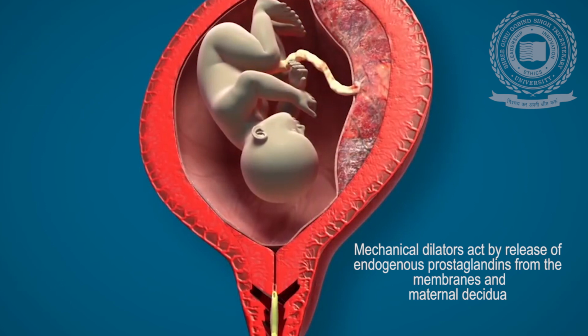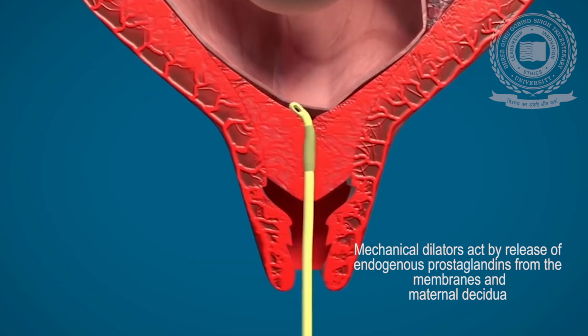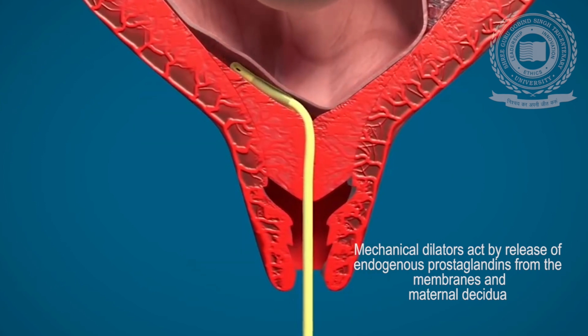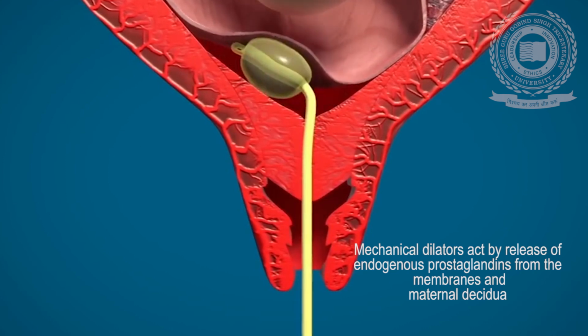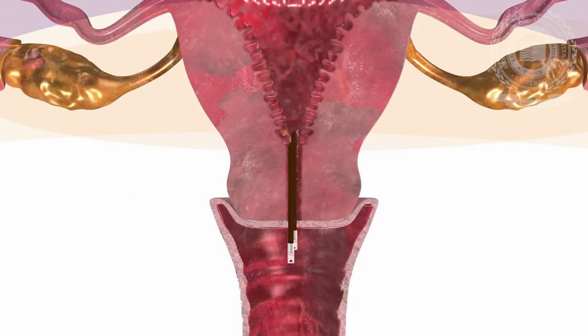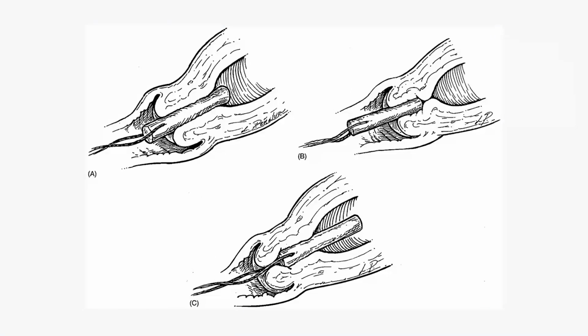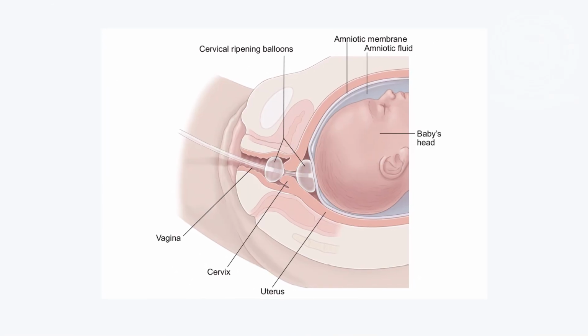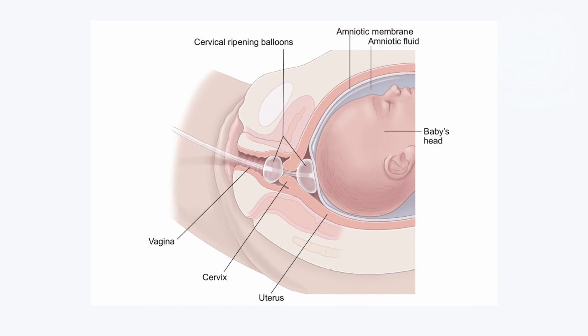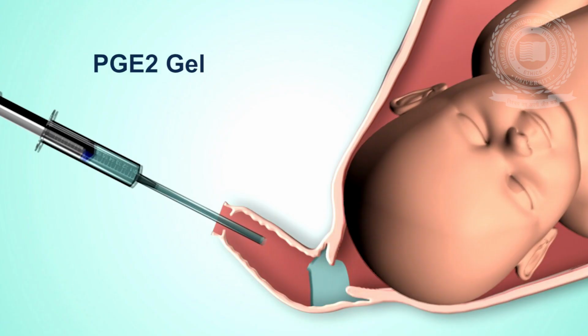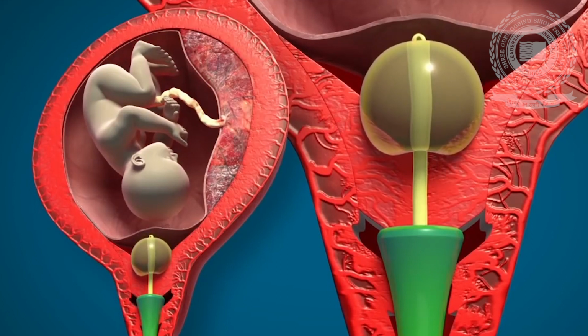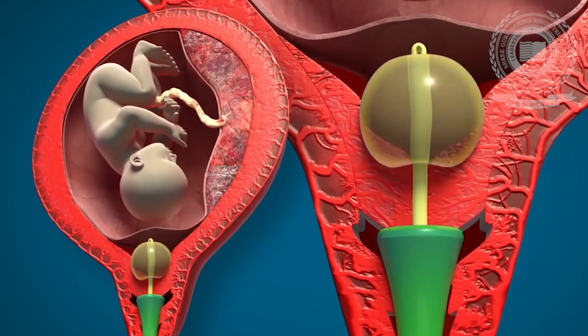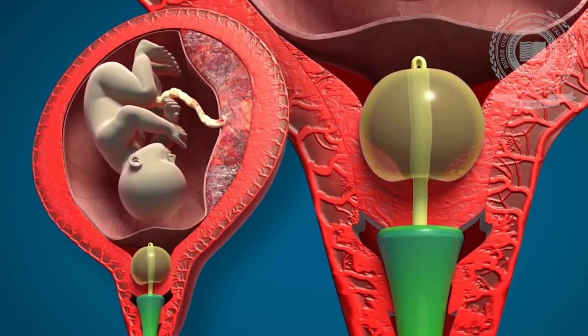They act by release of endogenous prostaglandin from the membranes and maternal decidua to induce labor and cervical ripening. Hygroscopic dilators such as laminaria act by absorption of water. They swell and forcibly dilate the cervix. Mechanical dilators are safe and effective as compared to prostaglandin E2 for cervical ripening. Transcervical balloon catheter and extra-amniotic saline infusion are effective for cervical ripening.